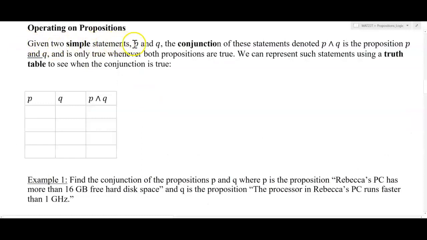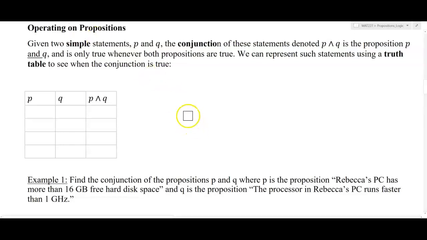So if we have two simple statements, P and Q, the conjunction, so think conjoined twins that are joined together, of these statements is denoted P ∧ Q. That's read as P and Q. The conjunction of these statements is the proposition P and Q, and is only true whenever both propositions are true. We can represent such statements using a truth table to see when the conjunction is true.